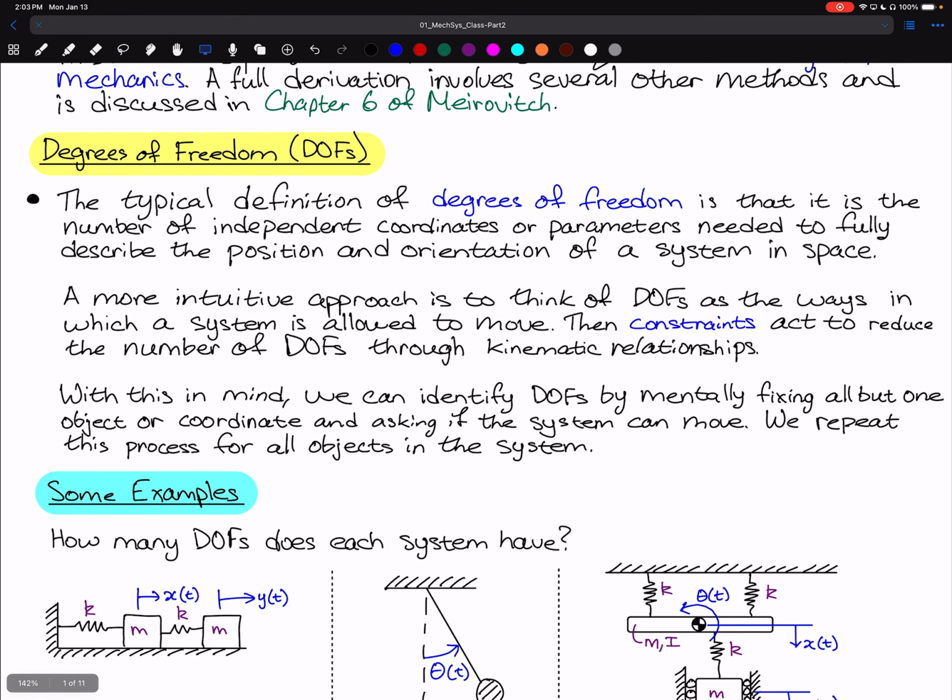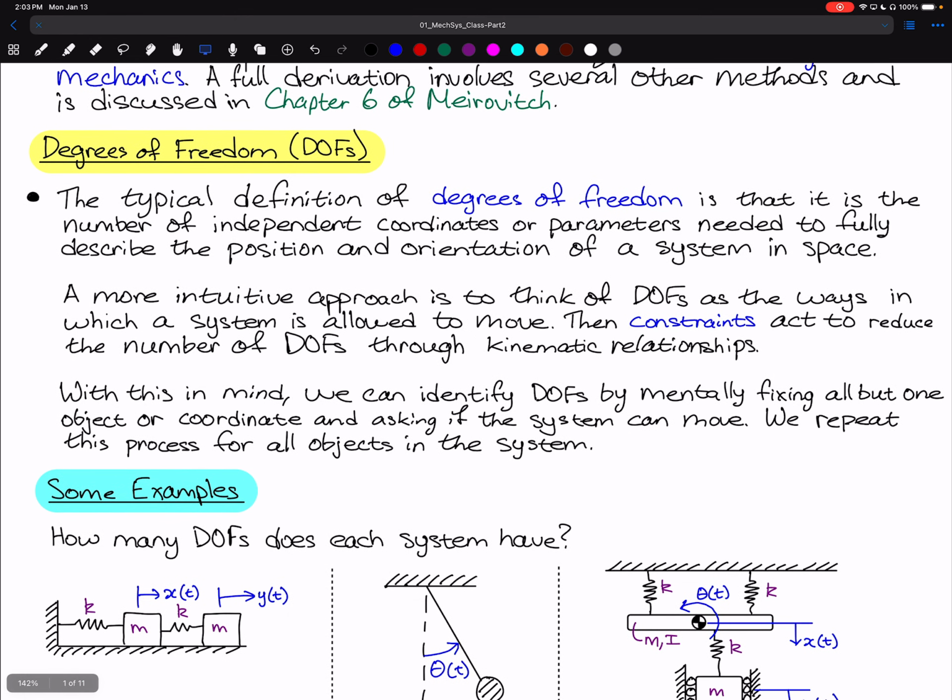Okay, so first we're going to talk about what a degree of freedom is, and then we're going to talk about generalized coordinates. Typically, a degree of freedom is defined as the number of independent coordinates or parameters needed to fully describe the position and orientation of a system in space. I like to think of a degree of freedom as just the way in which a system can move. In that regard, any kind of constraint equation you might have works to reduce the number of degrees of freedom, or works to constrain how a structure can move.